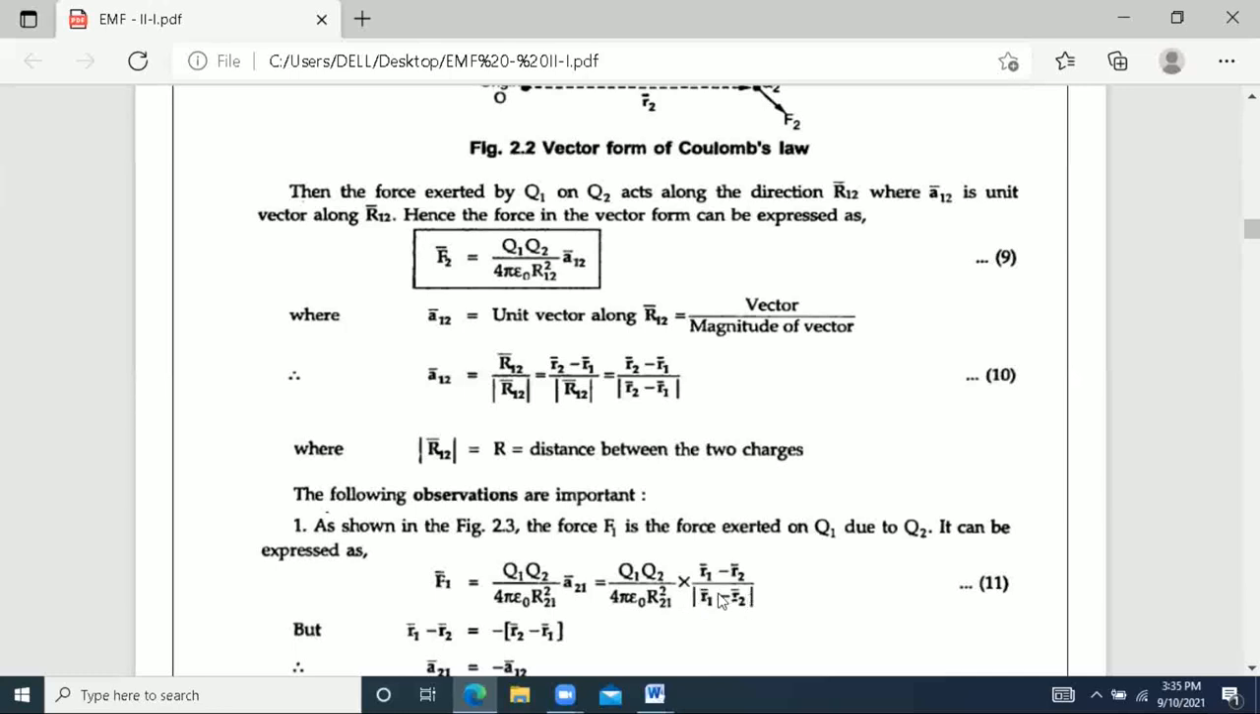Look at what is in the denominator here. This is actually R 1-2, the square. This is actually R 2-1, the square root of R 2-1. Right.